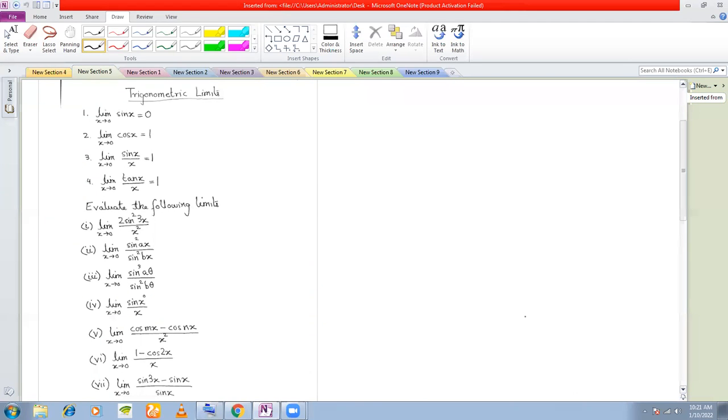In the next exercise, you have certain standard limits. Now, I'll tell you the meaning of these limits first. I am sure in the course of your vacations you must have memorized these limits, right? So, what does this limit mean? If you see limit x tends to 0, sin x is equal to 0. What does this limit mean? This limit means that when x is very close to 0, sin x is also very close to 0.